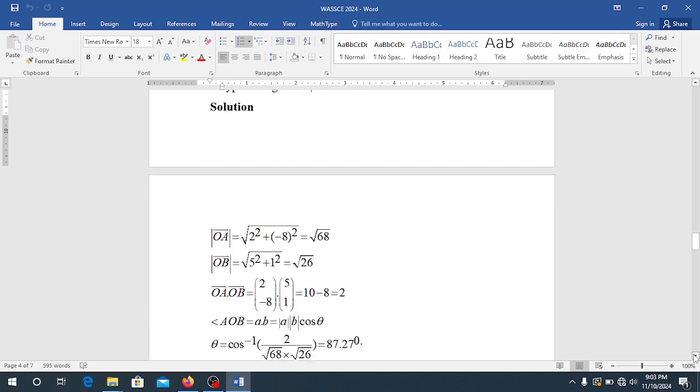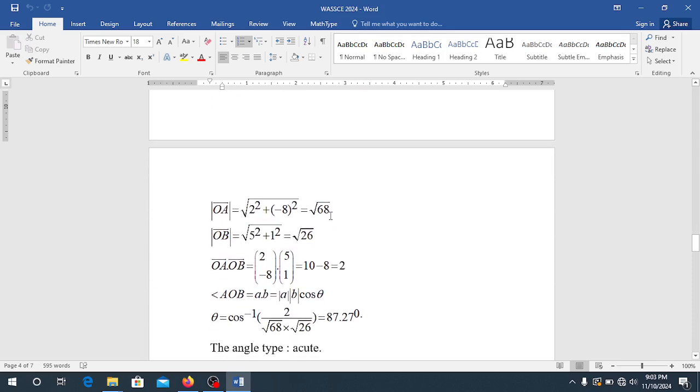So we'll start by finding the magnitude of vector OA. That gives us 68. Magnitude of vector OB is 26. Now, you find the dot product. 2 times 5 is 10. This is minus 80, giving us 2.